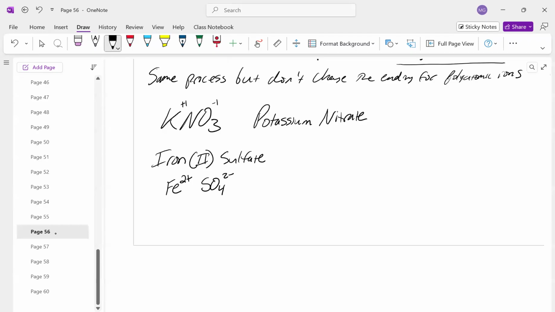Now I put those together to make the formula. If iron's +2 and sulfate's -2, I don't need to change how many atoms or how many ions are needed because it all adds up to 0. So I will just say FeSO4.